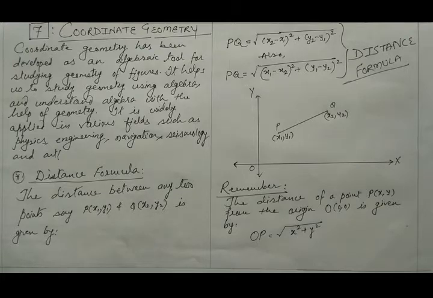algebraically using the formula PQ is equal to under root of (x2 minus x1) the whole square plus (y2 minus y1) the whole square, or you can also write PQ is equal to under root of (x1 minus x2) whole square plus (y1 minus y2) whole square. This is called the distance formula, and this is an algebraic method to find the distance between the two points.